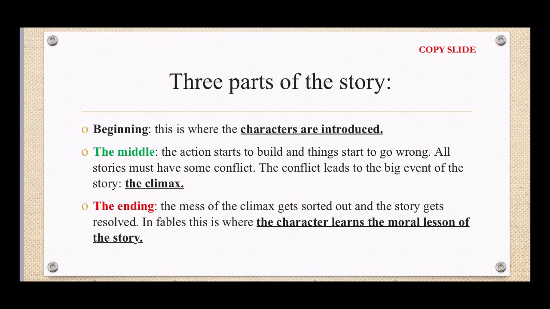So usually at the end of a story, we resolve whatever conflict happened in the middle of the story, and that is when the character learns the moral or the lesson of the story.